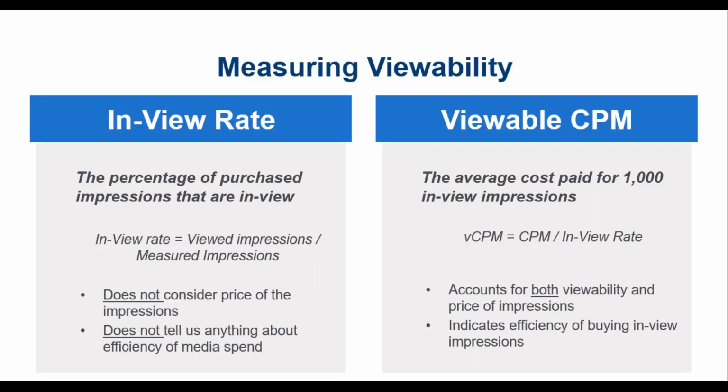Half of those impressions were in view. You would have a 50% in-view rate, but your viewable CPM would actually be $10, as you paid $5 and you only got 500 viewable impressions. If all of those 1,000 impressions were in view, you would have a 100% in-view rate, and the vCPM would be $5, the same as your CPM.